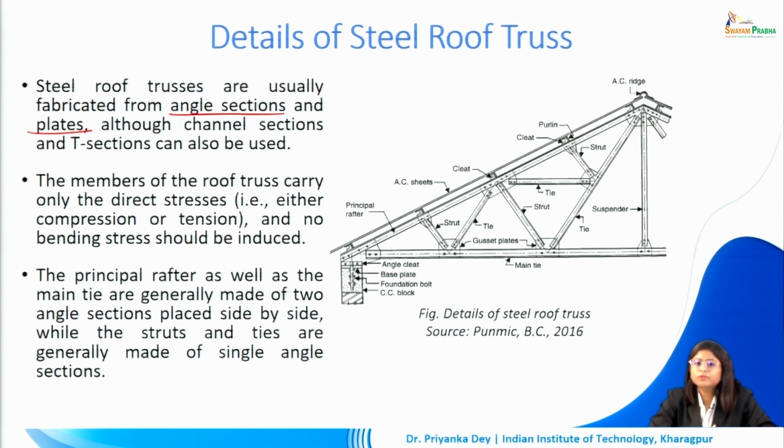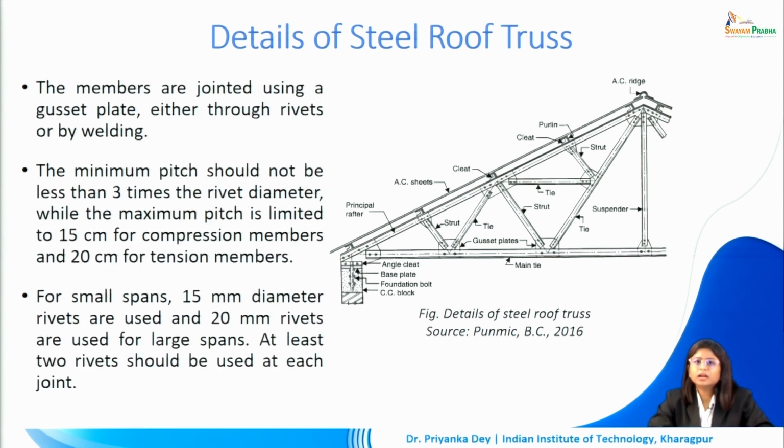Now, the principal rafters as well as the main tie are generally made up of two angle sections which are placed side by side, while the struts and the ties are generally made of a single angle section. The members are jointed using a gusset plate, either with the help of rivets or by welding it together.